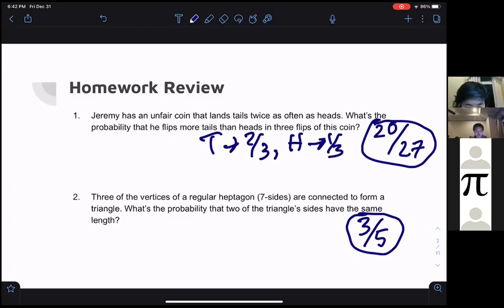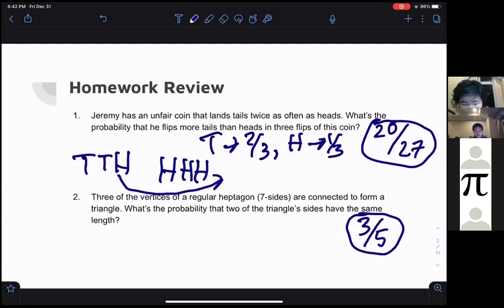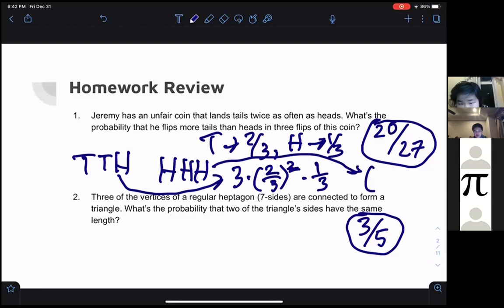If he flips more tails than heads, he can flip 2 tails and 1 head, or he can flip 3 tails. So we calculate the probability for each of these cases. We can arrange TTH in 3 ways, so you need to account for that. Then 2/3 squared for the 2 tails, times 1/3 for the head. This is 12 over 27. Meanwhile, this is not HHH, sorry, this should be TTT, right? This is just a plain 2/3 cubed, or 8 over 27, for a total of 20 over 27.